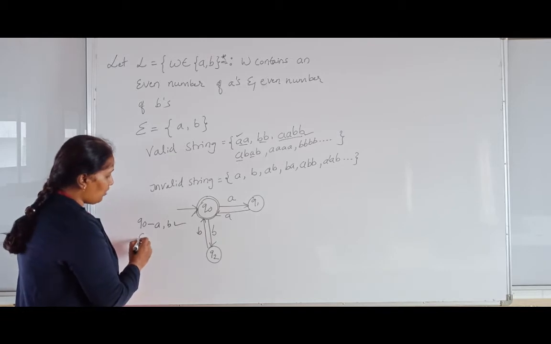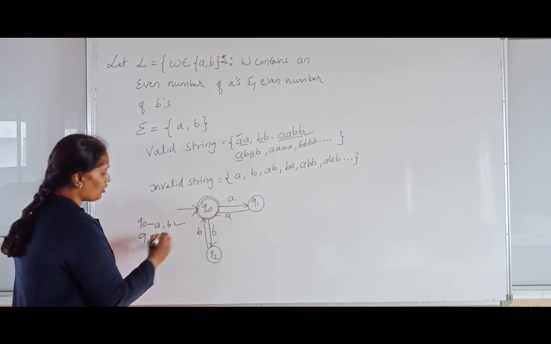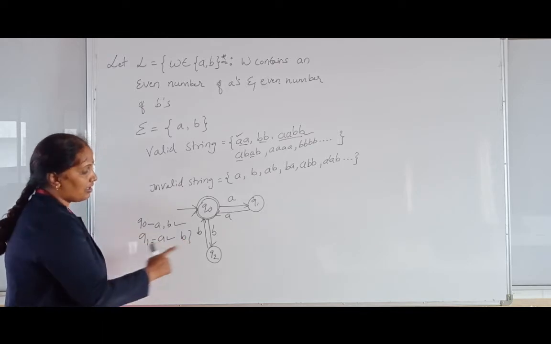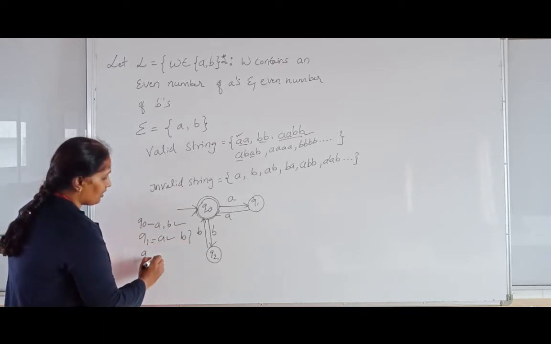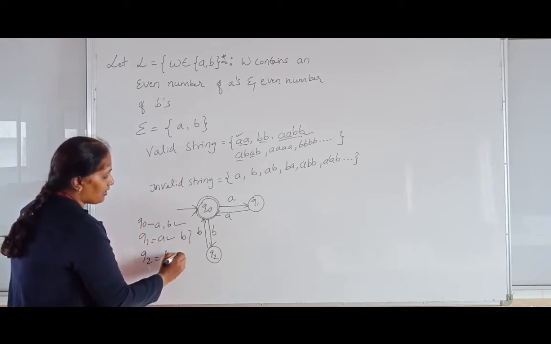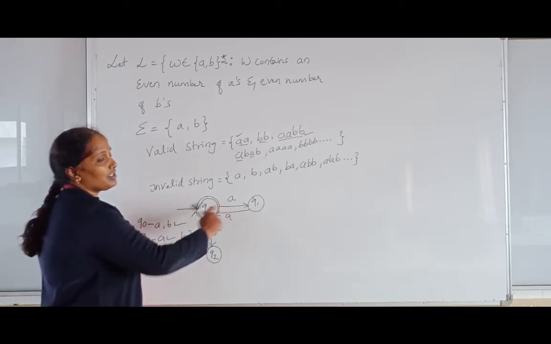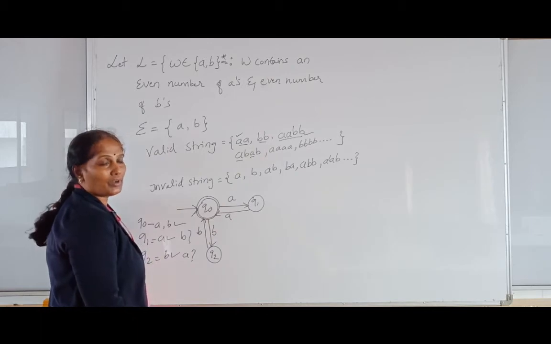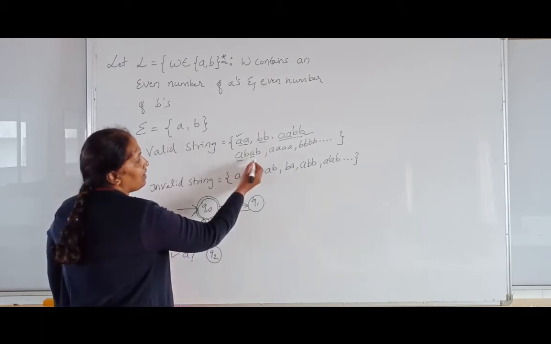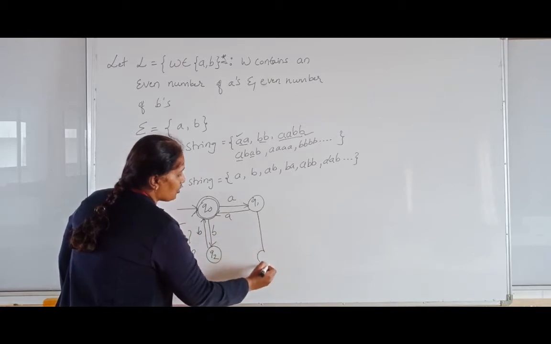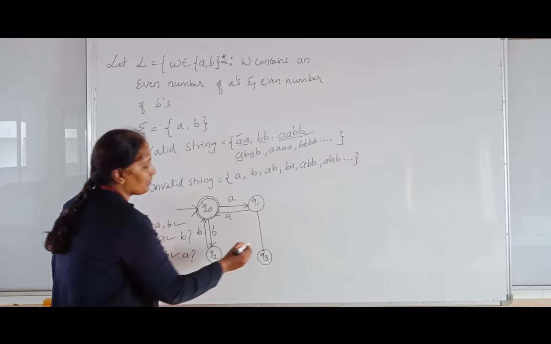Next, from the Q1 state I had shown only A's transition, I must show B's transition. From the Q2 state I had shown only B's transition, I must show A's transition. So where should I show this B's transition from the Q1 state? See, AB. So here B's transition I will show to one more state, that is the Q3 state.